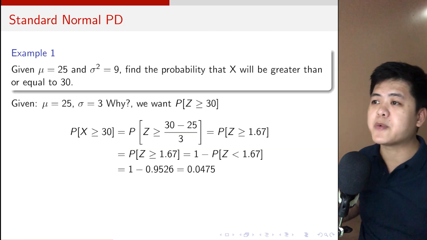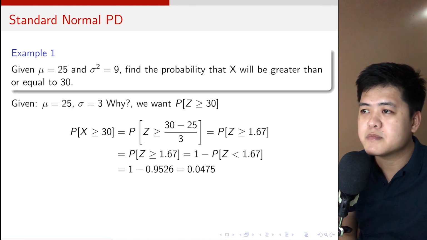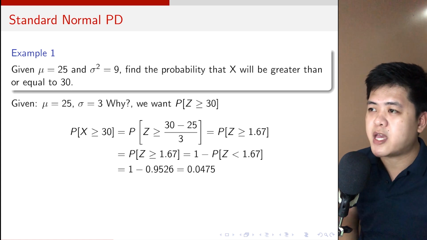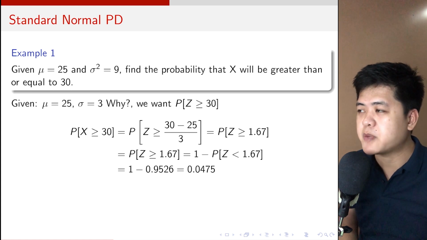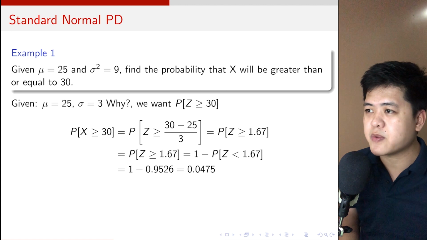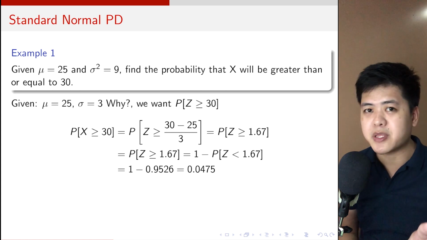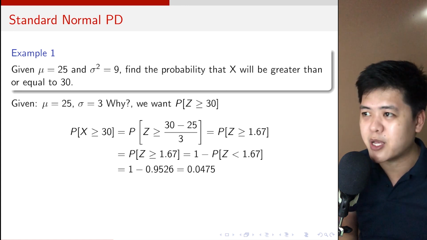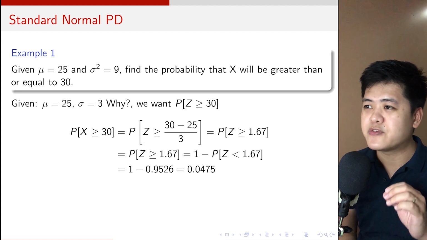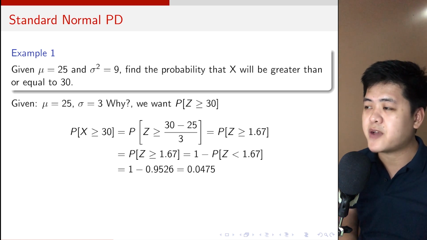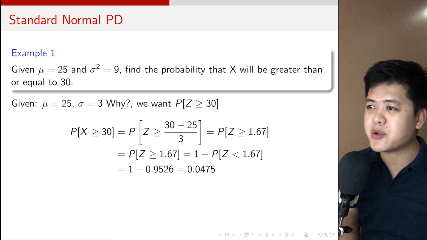Okay, let's have this example. Given mu equals 25 and the variance is equal to 9, find the probability that x will be greater than or equal to 30 provided that that particular distribution follows a normal distribution. A normal distribution has a mean of 25 and a variance of 9. Find the probability that x will be greater than or equal to 30.